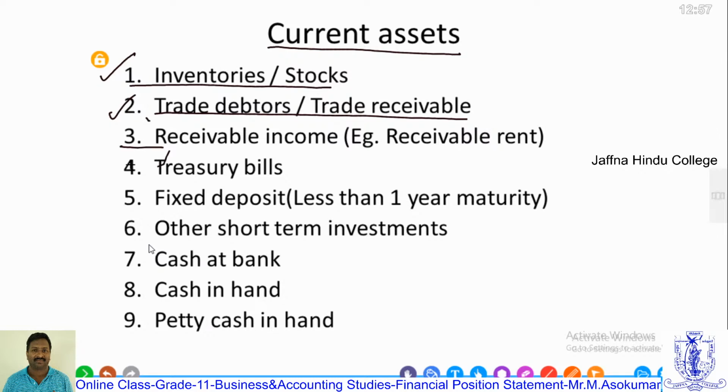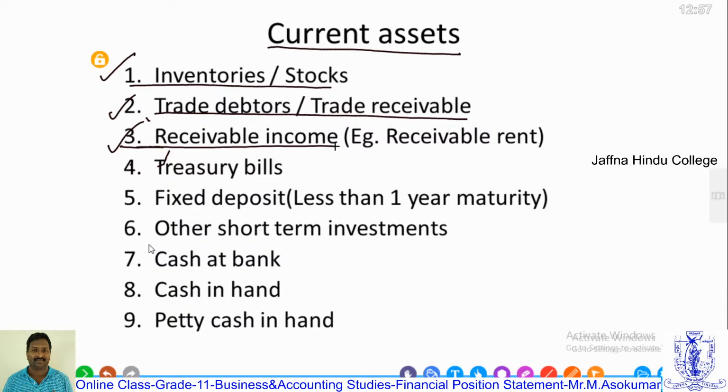Third thing, receivable income. Example, receivable rent, receivable commission, receivable fixed deposit interest. They all are called receivable income. Receivable income means earned income but not received as cash until the end of a specific period. Sometimes it is received in the next period. Until that time, it is considered an asset of the business. That is called current assets.